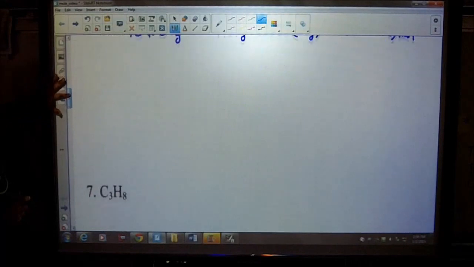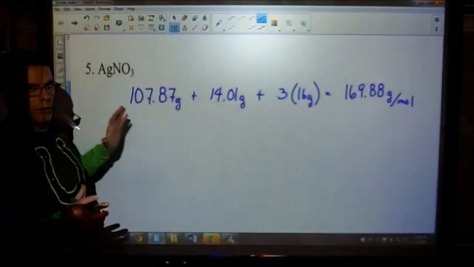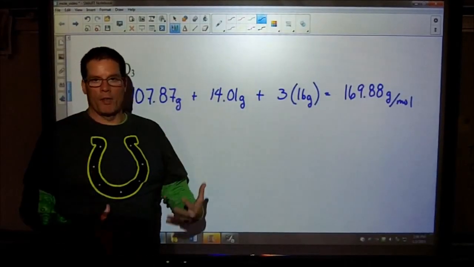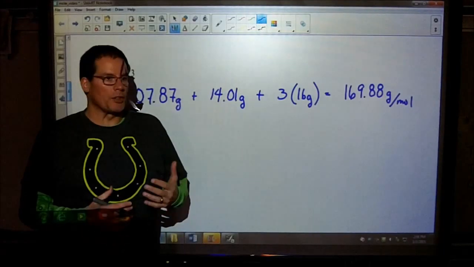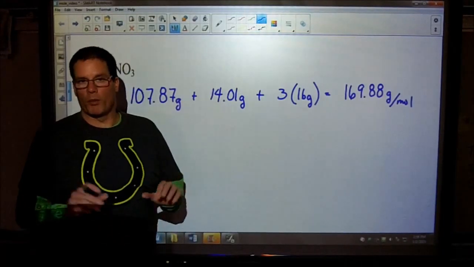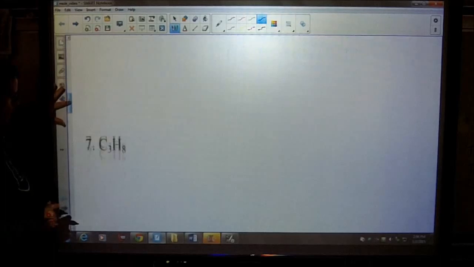Okay, and you will be doing molar masses almost every problem from this point on, unless it's kind of a neat little problem, which we'll talk about a little bit later on.